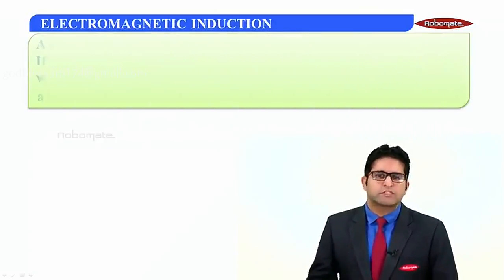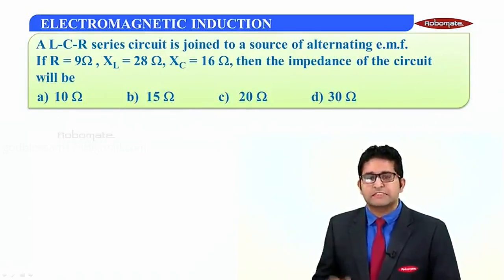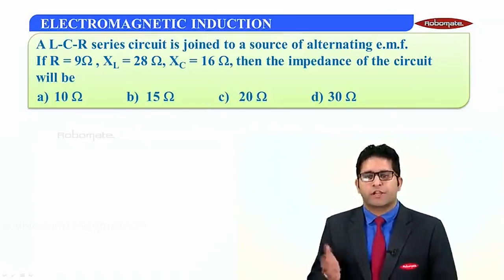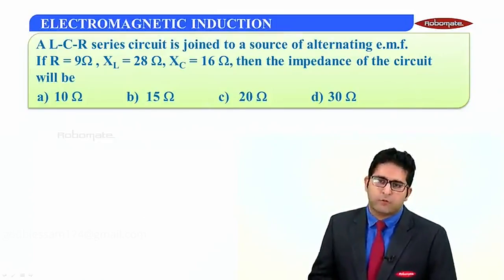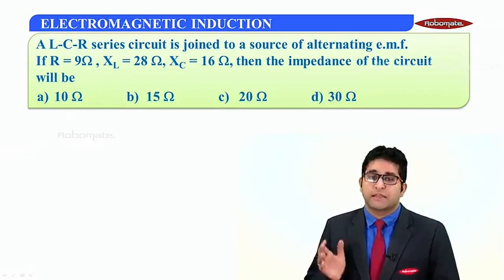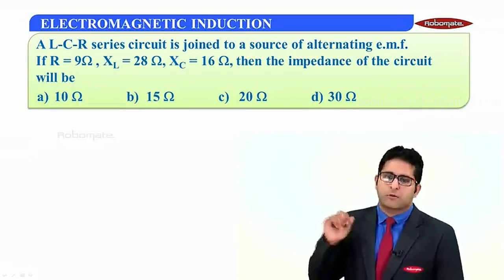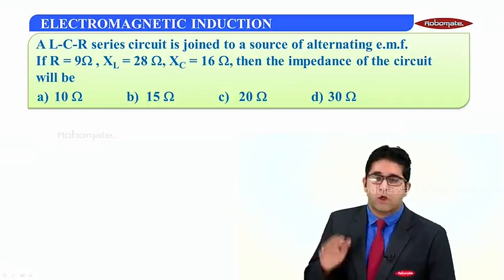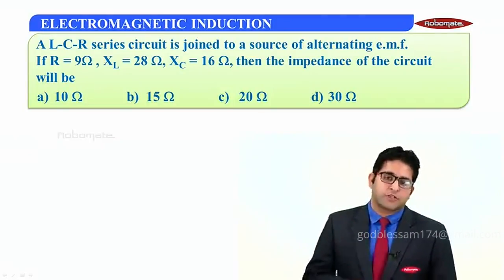So let us start. The first MCQ says an LCR circuit is joined to a source of alternating EMF. If R equal to 9 ohm, XL is equal to 28 ohm and the value of XC is equal to 16 ohm, then the impedance of the circuit will be, and the options are option A 10 ohm, option B 15 ohm, option C 20 ohm and the last option is 30 ohm.